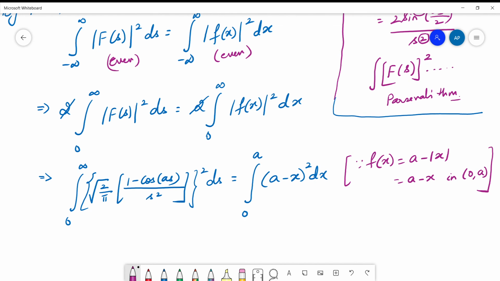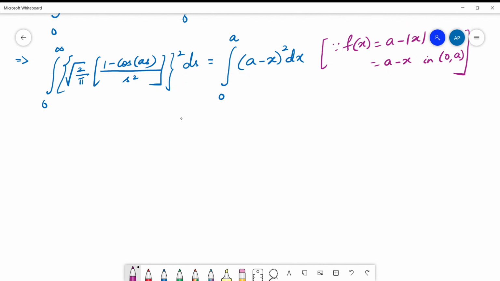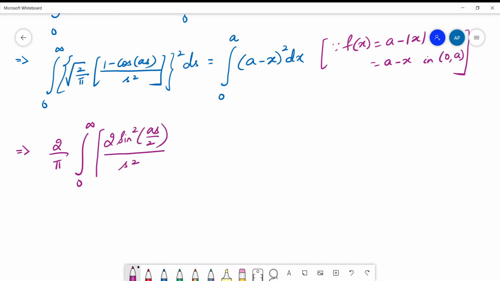So it is a simple integration that is to be done here. The left hand side is only a substitution that we do. So we take the constant outside. So you get 2 by pi, integral 0 to infinity, and 1 minus cos as is nothing but 2 sine square as by 2, which we have been doing so far, divided by s square, this the whole square, ds. And now when I integrate a minus x the whole square, I'm sure you all agree it's a minus x the whole cube by minus 3. I don't have to expand it because it's a linear function. The limits are from 0 to a.